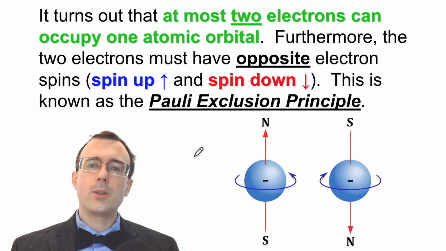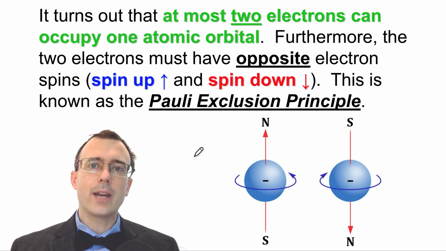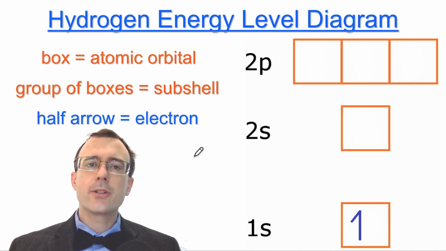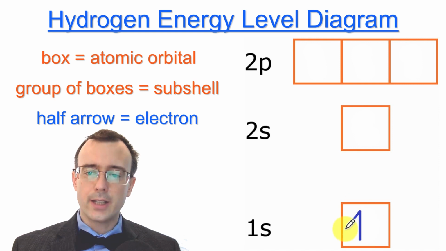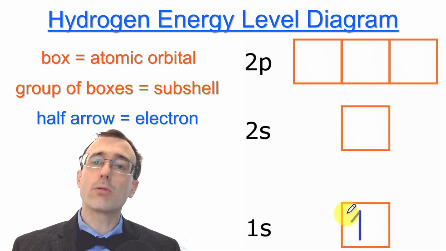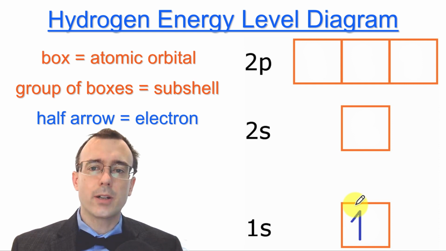And so if you have 2 electrons in one atomic orbital, one of them is going to be spin up and one of them is going to be spin down. They have to have opposite magnetic spin. And in that case, their magnetic poles are going to cancel each other out. So back to the hydrogen energy level diagram. Now we notice that the hydrogen energy level diagram has only 1 electron in it, right? This half arrow represents an electron. And that makes sense because hydrogen has only 1 electron.